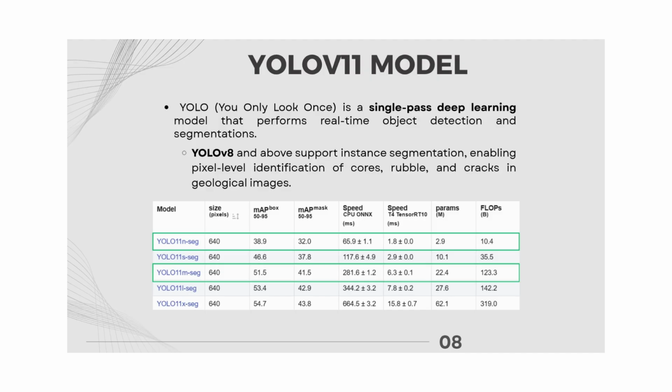And in regards to the YOLO model, what is it? It stands for You Only Look Once, and it is a single pass deep learning model that performs real time object detection and segmentation. YOLO version 8 and above support instance segmentation, so more pixel wise segmentation. And for this study, I used version 11.